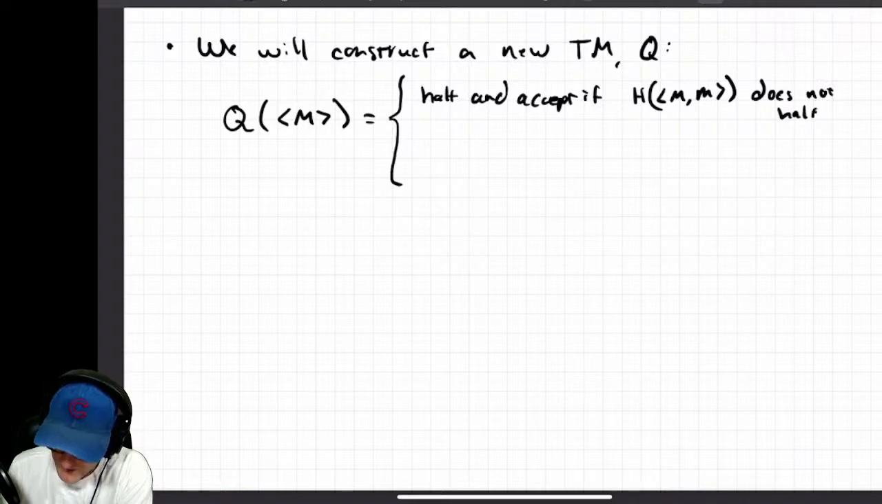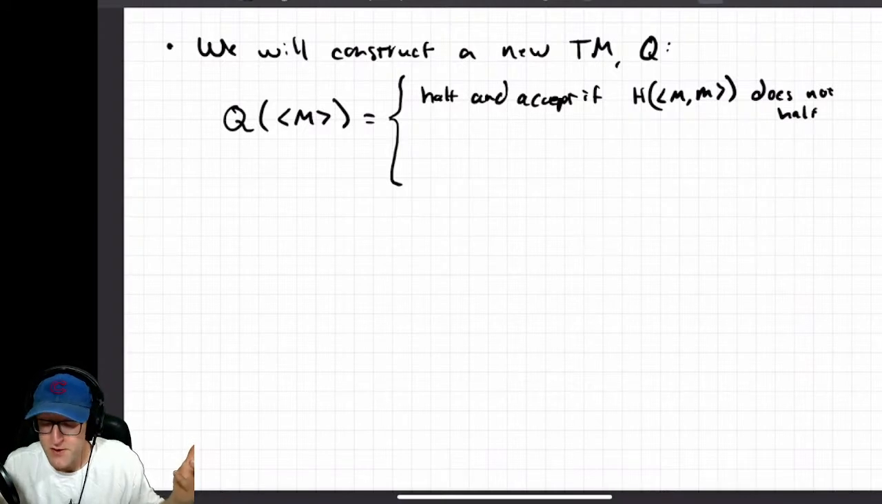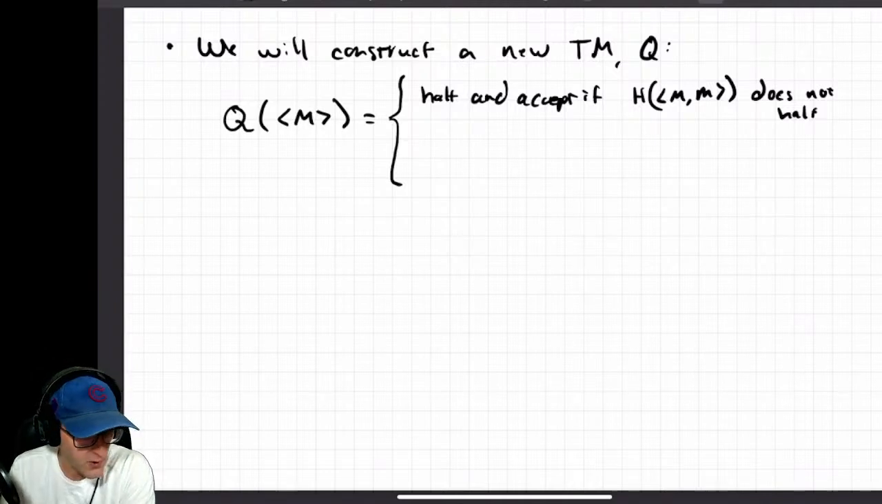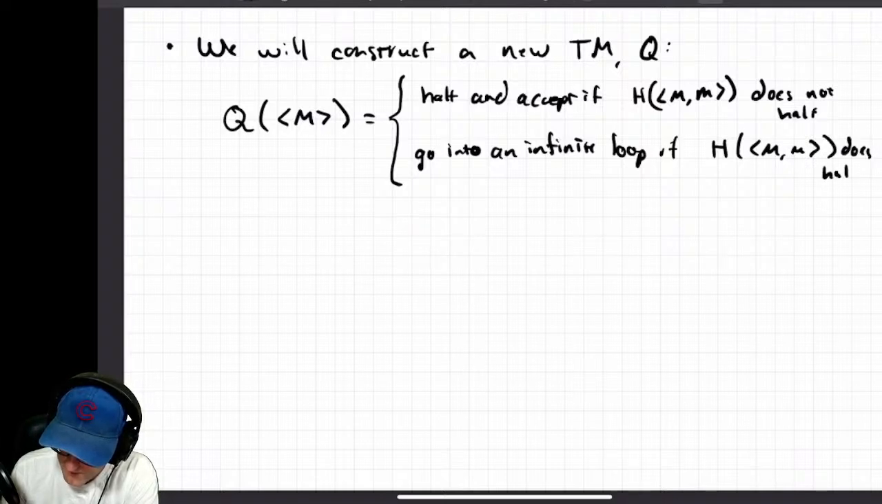So in other words, it's just going to call this H machine as a subroutine. Think of it as a function. You've got functions calling functions all the time. Think of a machine as an algorithm, think of it as a function, it doesn't matter. Otherwise, it'll intentionally go into an infinite loop if H tells you that M on itself does halt, in other words, accepts. This rejects, and this accepts.